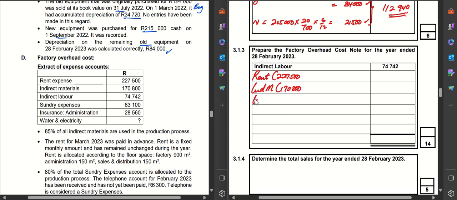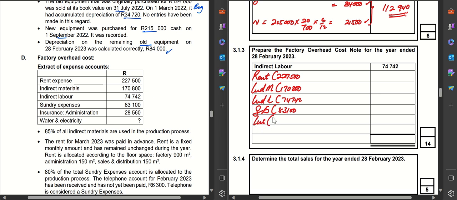The next one is indirect labor. Your indirect labor, you open bracket as well. That is your 74,742. The next one is your sundry expenses. You open bracket again. That is your 83,100. And then you come to insurance. You see it is saying administration, okay, but let's open for insurance.